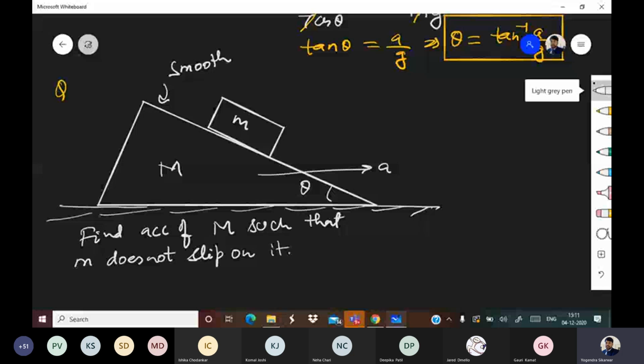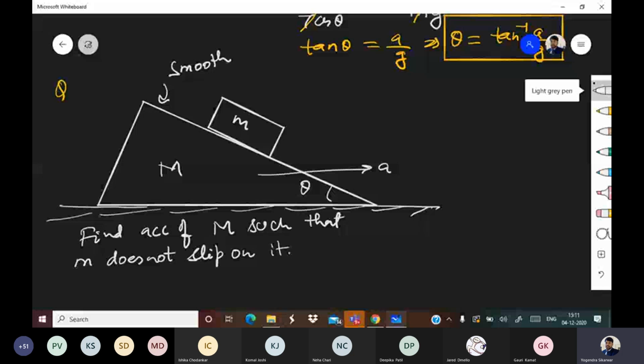Okay, everyone, please pay attention. In this question, again, we are going to solve this in the plank's frame, which means this frame. So mg will be acting vertically downward on the block. N will be acting perpendicular to the inclined plane. Now, if we are solving from the plank's frame, we need to apply a pseudo force, and the pseudo force will be opposite to the acceleration of the plank.